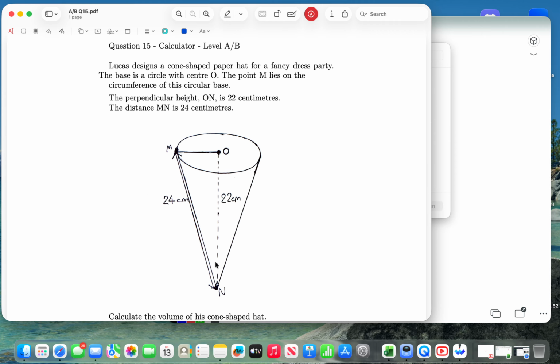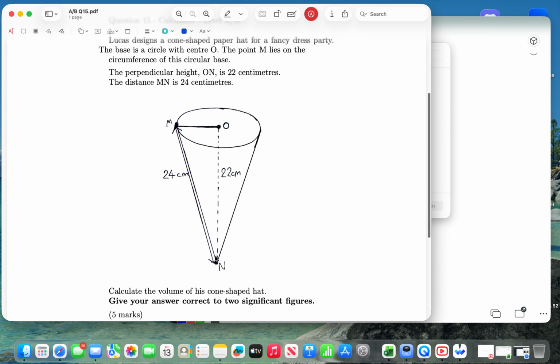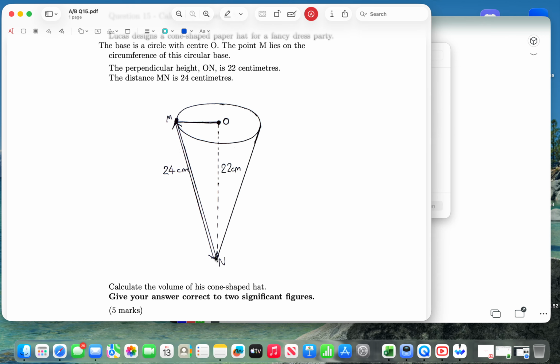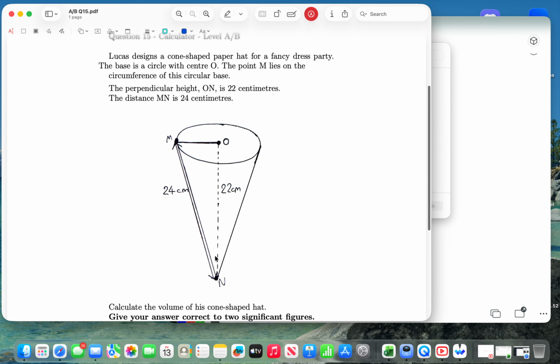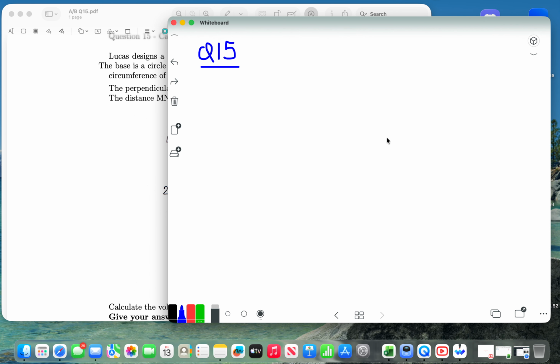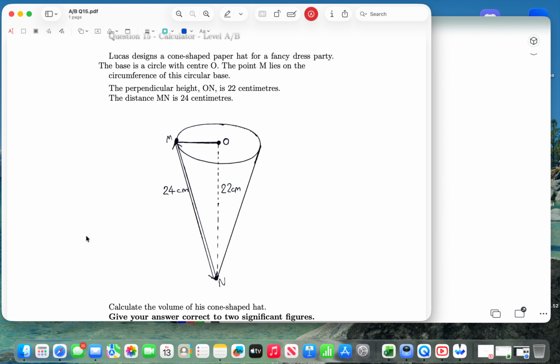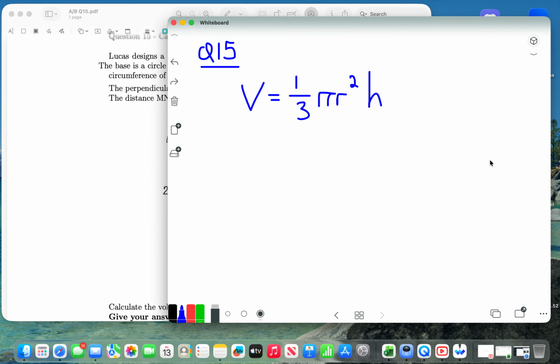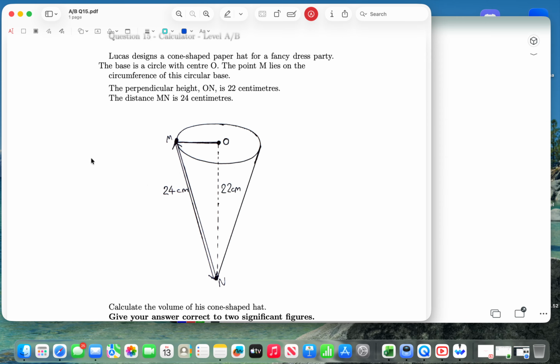We have a cone in this question and we have to calculate the volume for 5 marks to two significant figures. The only issue is, though, if you have a look at the formula sheet, you will get 1/3 pi r squared height. There's one issue. In fact, there's two issues, but the biggest issue is you're not given the radius.